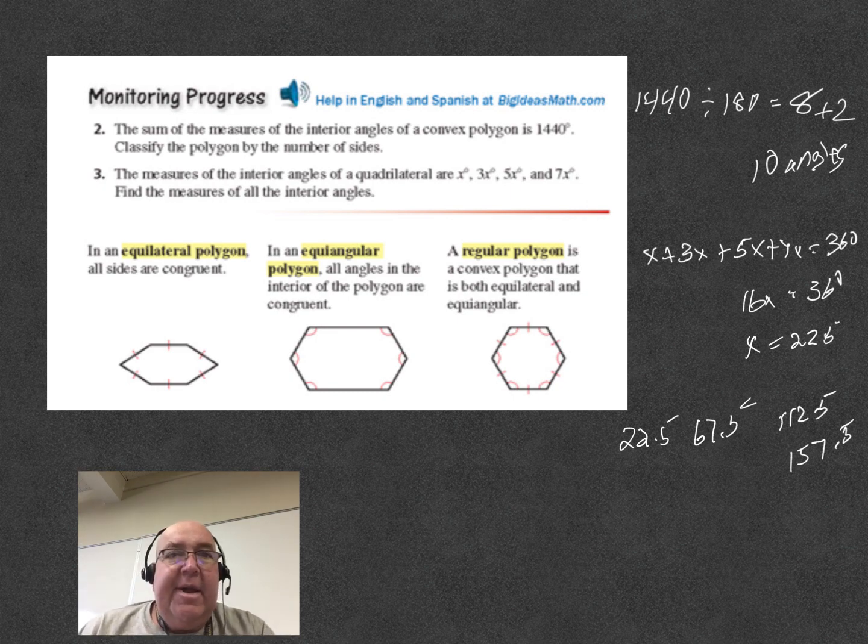And the chart at the bottom shows you that an equilateral polygon has all equal sides. An equiangular polygon has all congruent angles, and a regular polygon has both.